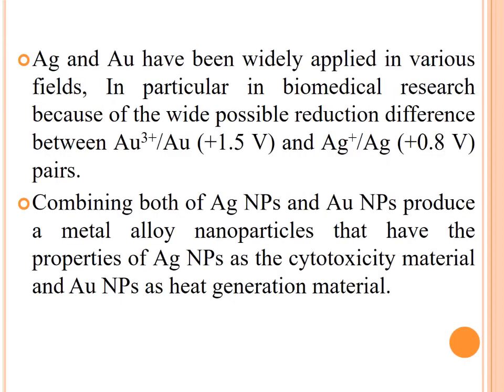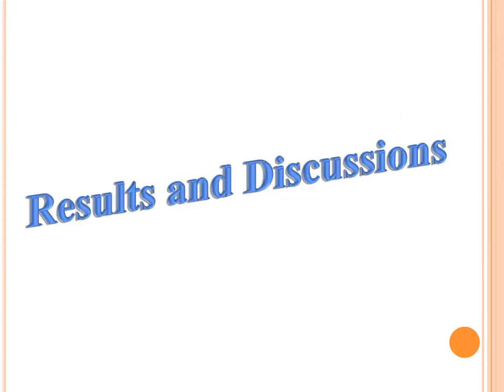We use both silver nanoparticles and gold nanoparticles to produce a metal alloy, because silver nanoparticles can be used as a cytotoxic material and gold nanoparticles can be used as a heat generating material.